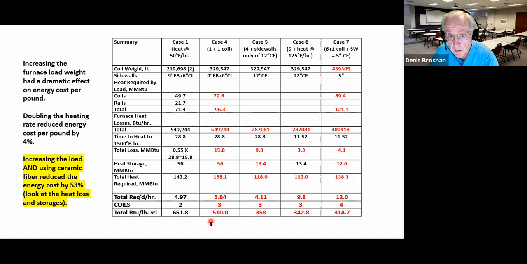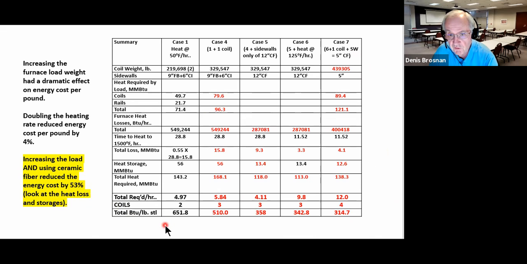Nevertheless, if we skip over to the last one, I added another coil. So now I have 4 coils in the furnace. And you'll note that I also made a change in the insulation and the sidewalls. I just had a relatively thin 5-inch ceramic fiber sidewall in the furnace. And I really reduced the cost per pound by as much as 53%.